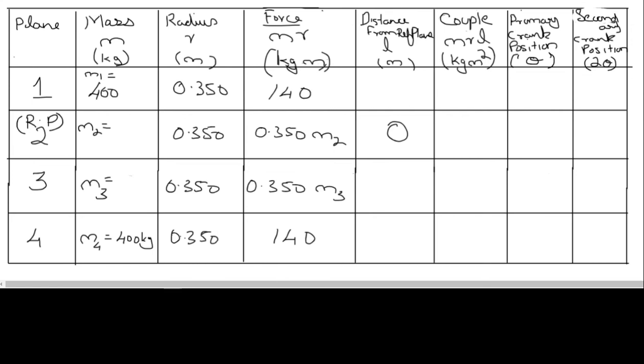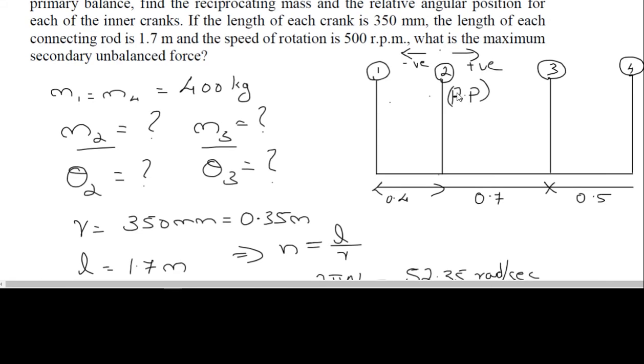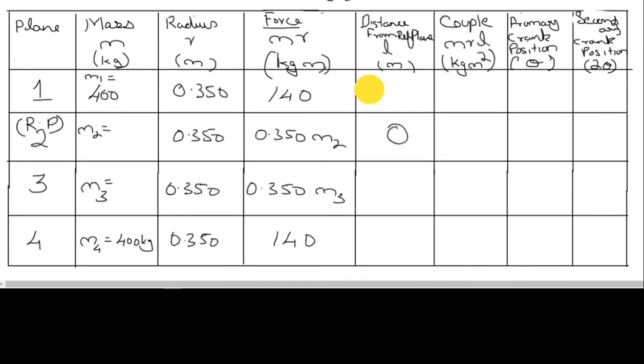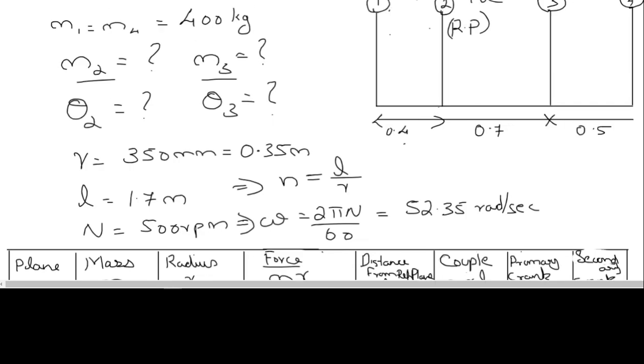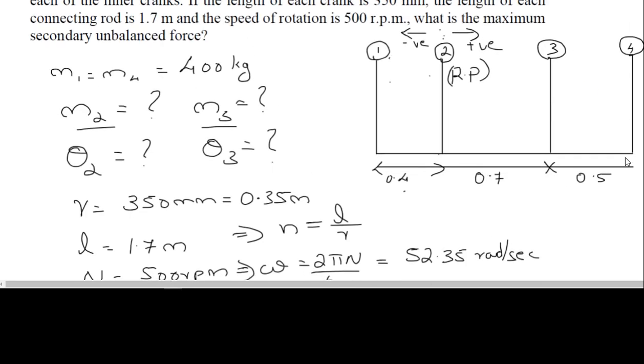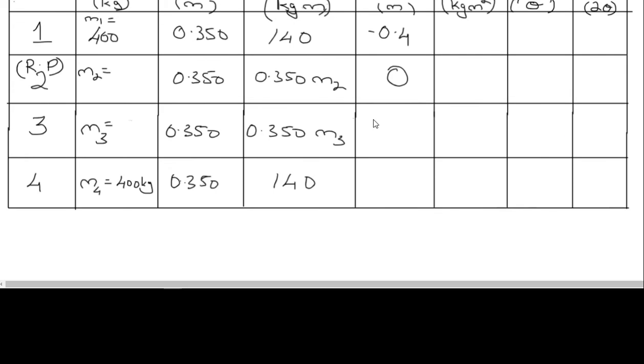And to take the distance from the reference plane, we can refer to the plane diagram. Since 2 is our reference plane and 1 is left of 2, we will take negative, and the distance is given as 0.4 meters. So it will be negative 0.4, and third one will be positive 0.7, and last one will be 0.7 plus 0.5. So this one will be 0.7, and this one will be 1.2, that is 0.7 plus 0.5.